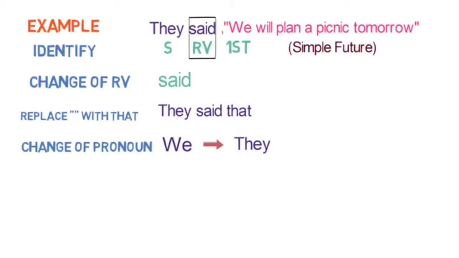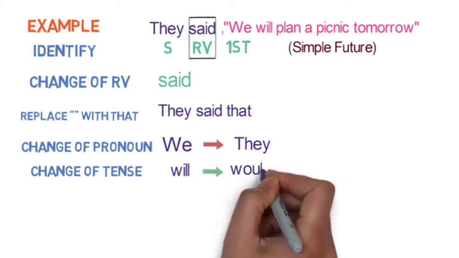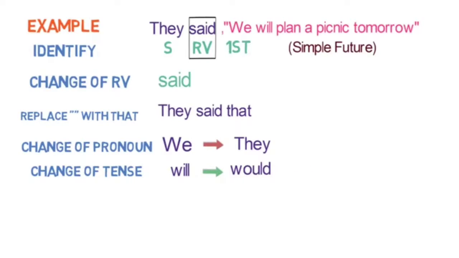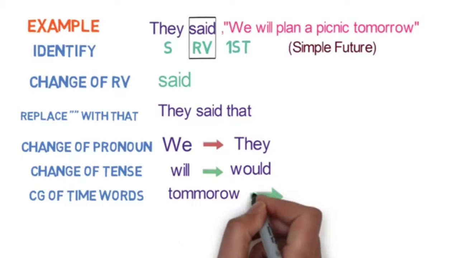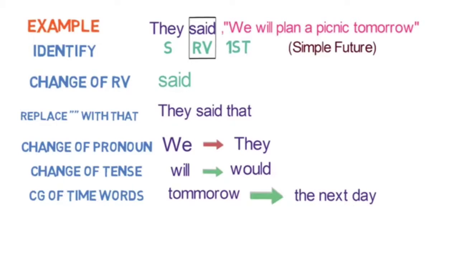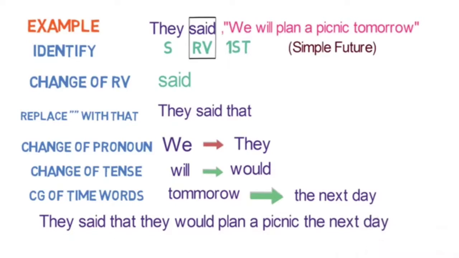Now the fifth step is change of tense. Here the tense is simple future tense, so will be changed into would. And the sixth step is the change of time denoting word. So tomorrow will be changed into the next day. Now the sentence will become: They said that they would plan a picnic the next day.